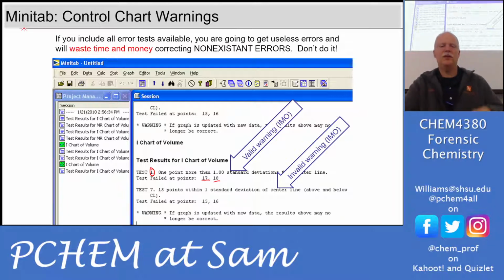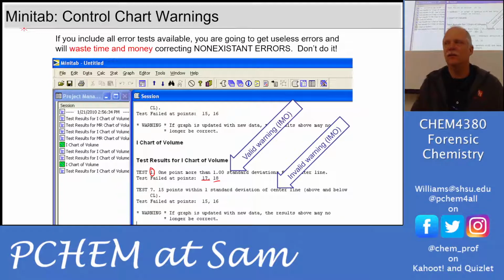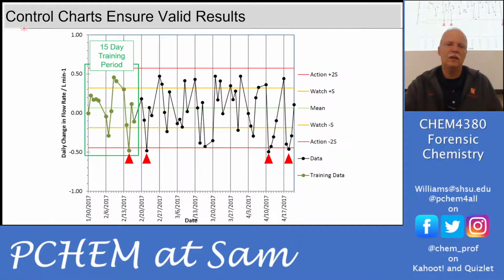So you just want to make sure that your statistical tests that pull action are valid. Because if they're not valid, then you're getting pulled into action unnecessarily. So these control charts really do help ensure valid results.